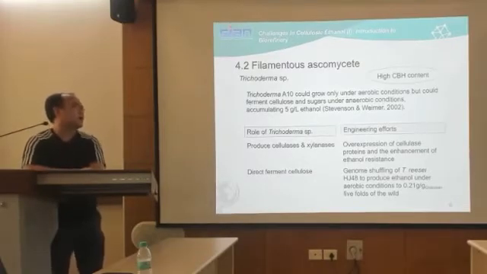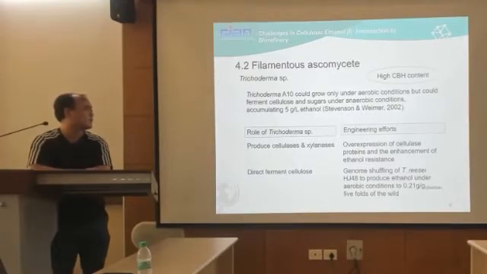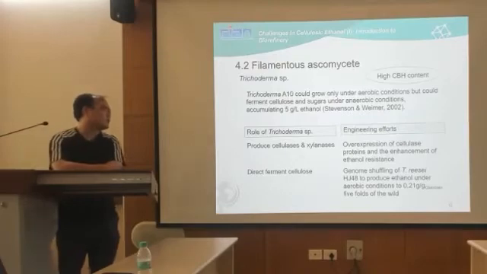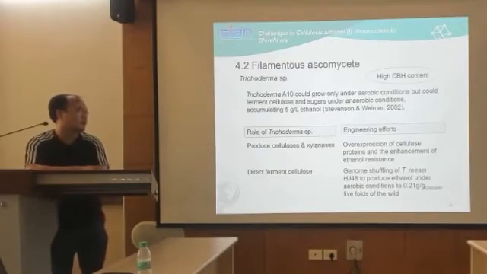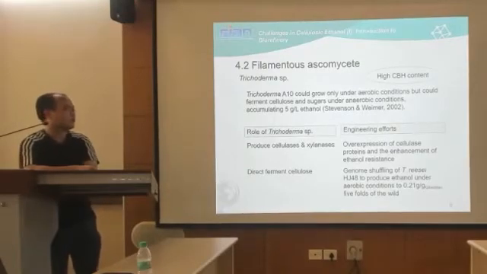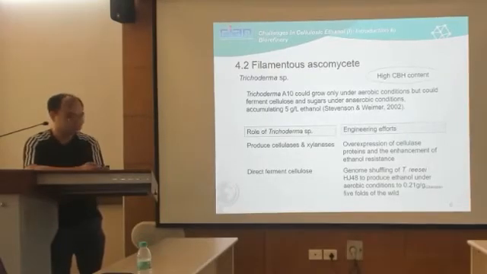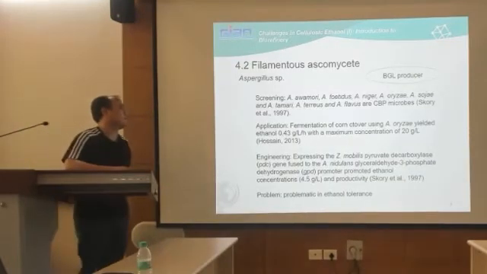There are some engineering efforts on this strain, the Trichoderma species. Someone did the overexpression of cellulase proteins, and it could be used to enhance the ethanol resistance. One approach used genome sampling of the strain to produce ethanol under anaerobic conditions, getting a final glucose conversion rate of 0.21, 5-fold of the wild type. The engineering work improves the final results, the CBP performance of it.